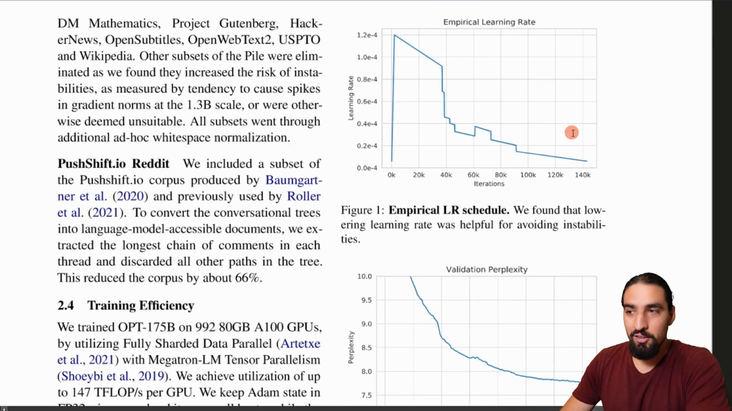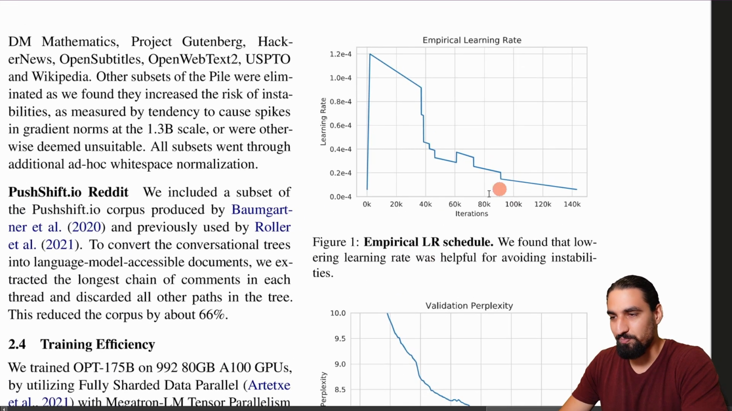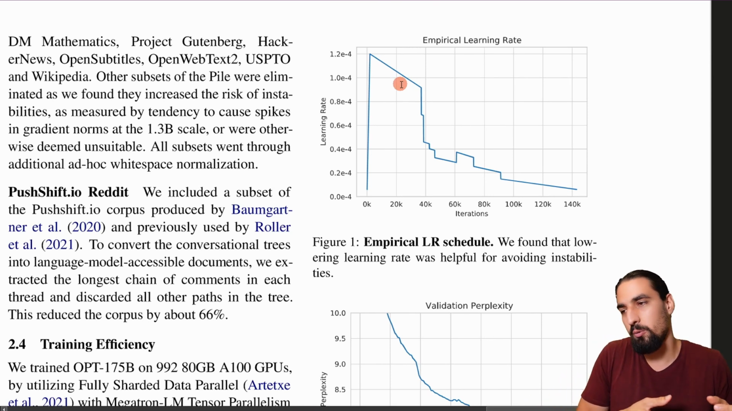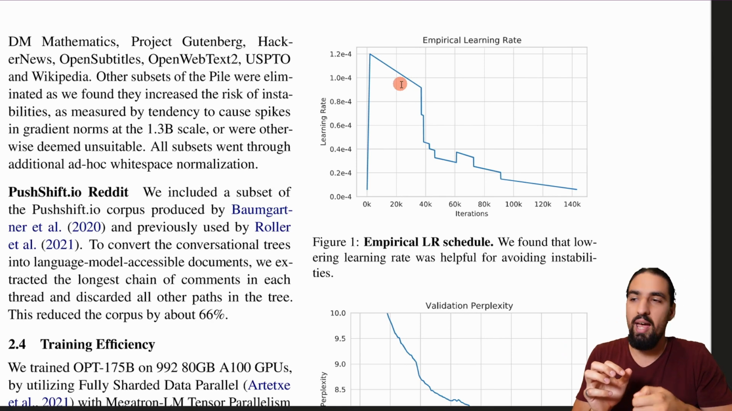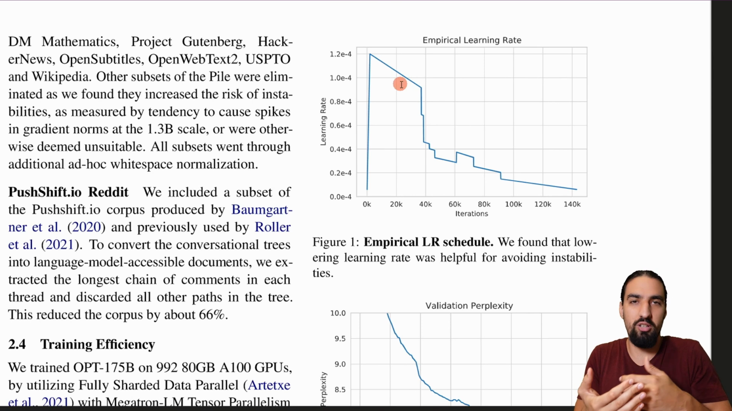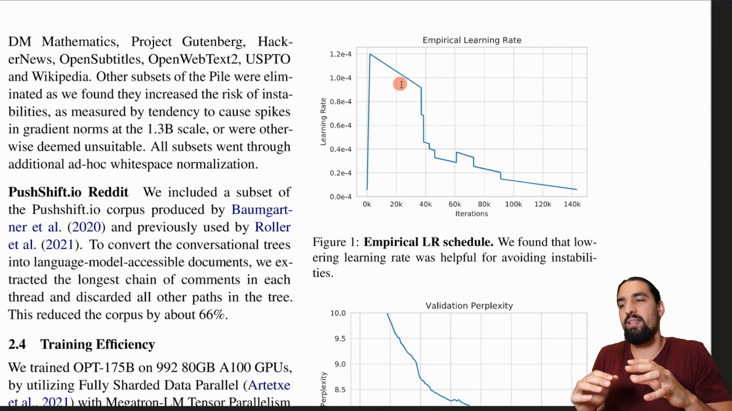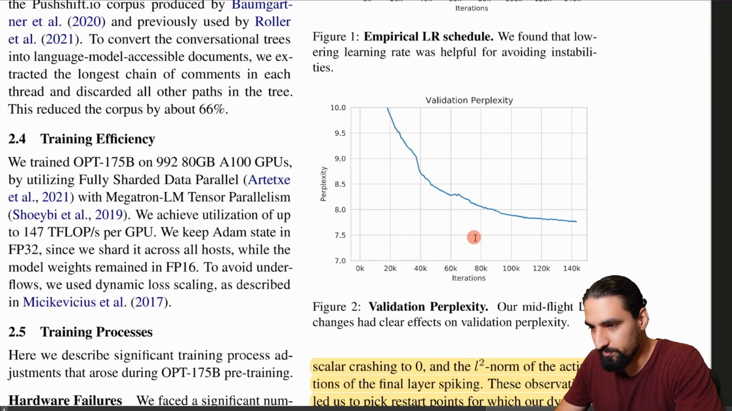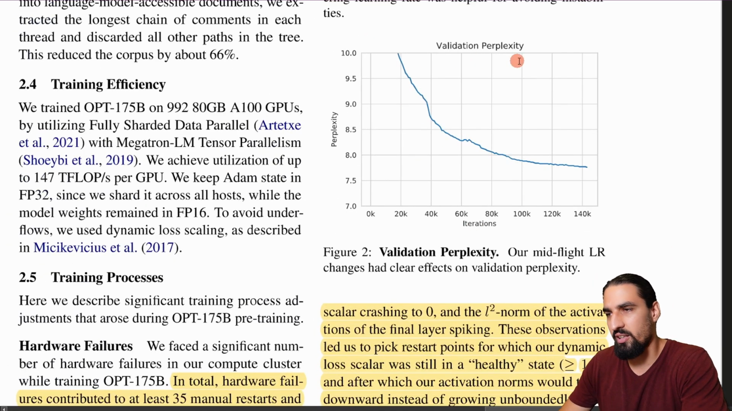A couple of interesting curves. Again, you can see iterations on the x-axis, learning rate on the y-axis. You can see that this was fairly ad hoc. Basically the model would crash, they would retrieve the older checkpoint and then lower the learning rate in order to try to avoid the instabilities. As a consequence of that, you get this piecewise weird graph here. You can also see the validation perplexity has a lot of these bumps, and it looks very funny.